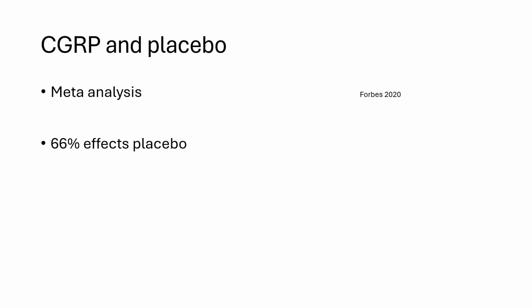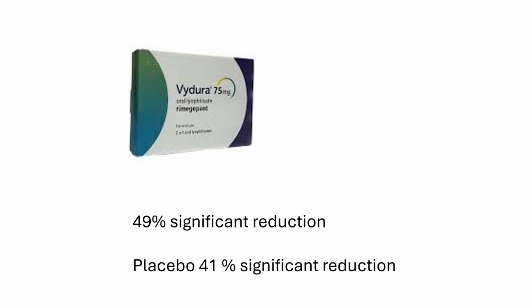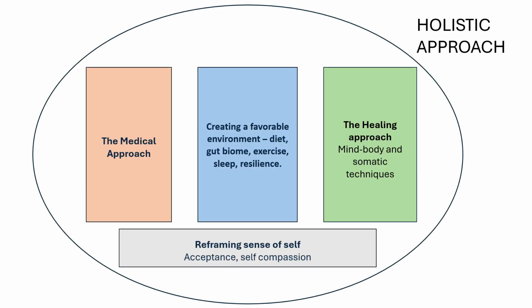So this is a recent meta-analysis looking at all the CGRP drugs, and 66% of the benefit of these drugs in trials is placebo benefit. So here's Rimegepant, our CGRP drug, a gepant: 49% reduction with the drug, 41% with placebo. So what we're saying is, hang on a sec, what's going on in this placebo effect, and how can we utilize it to complement the action of the drug?